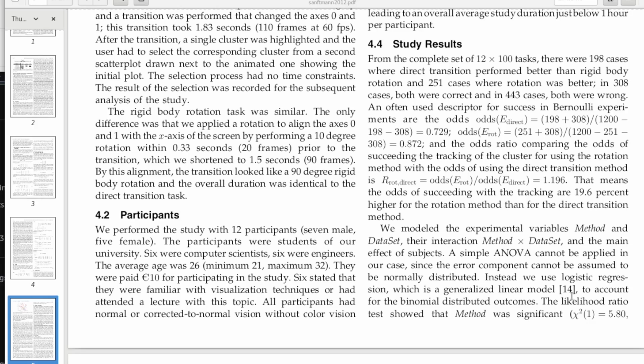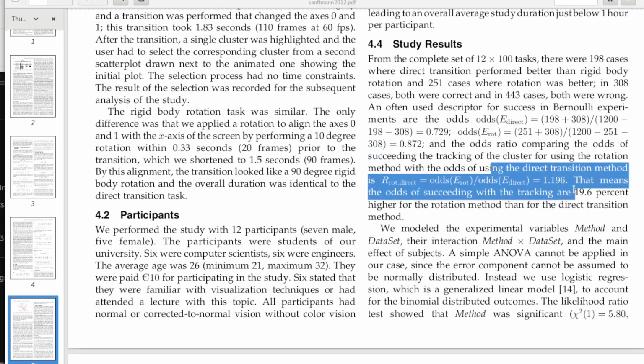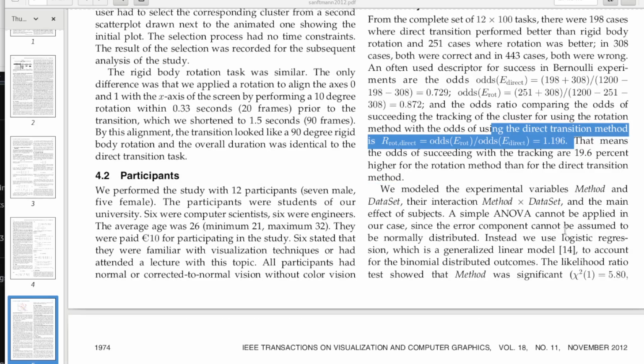And the odds ratio comparing the odds of succeeding the tracking of the cluster for using the rotation method with the odds of using the direct transition method is R = odds(rot) / odds(direct) = 1.196. That means the odds of succeeding with the tracking are 19.6% higher for the rotation method than for the direct transition method. We modeled the experimental variables method and dataset, their interaction method × dataset, and the main effect of subjects.